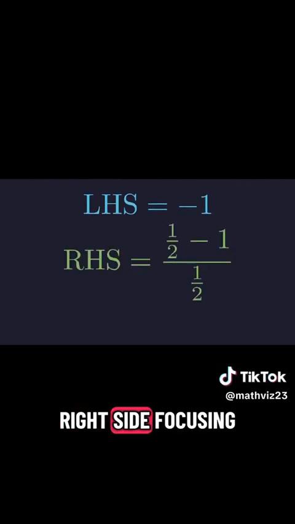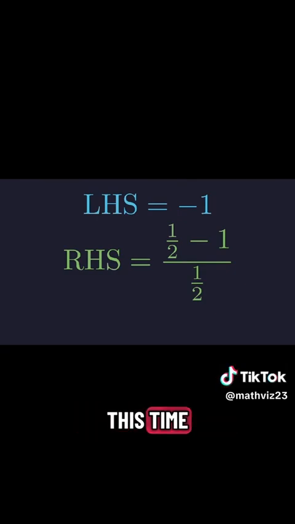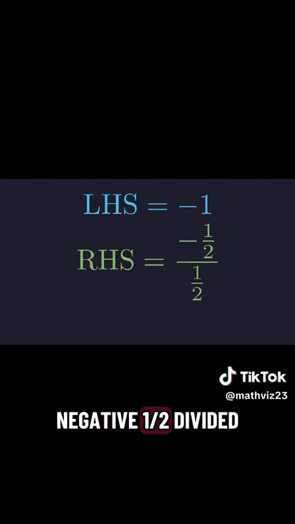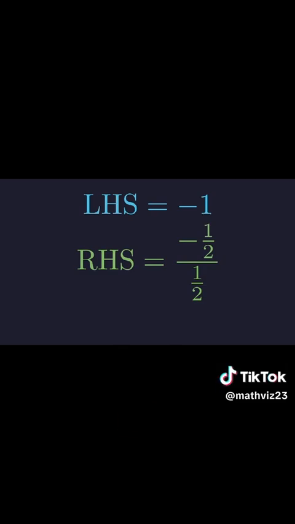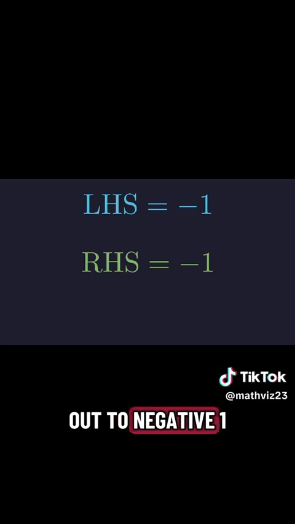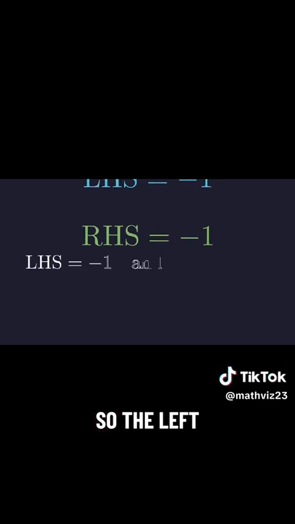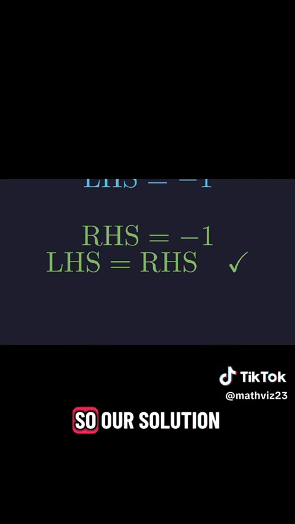Now for the right side, focusing on the numerator this time. We already know 1/2 minus 1 gives negative 1/2. So we've got negative 1/2 divided by 1/2, which again comes out to negative 1. So the left side gives negative 1, and the right side gives negative 1. They match perfectly, so our solution checks out.